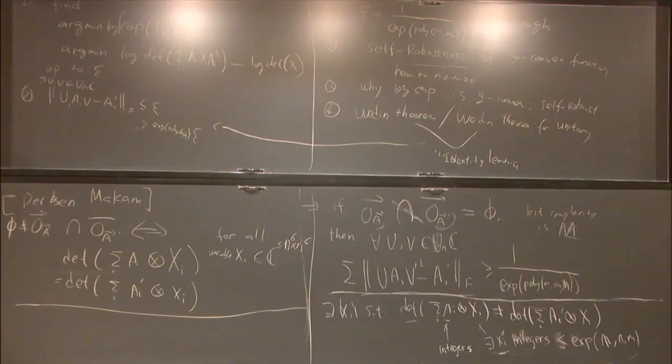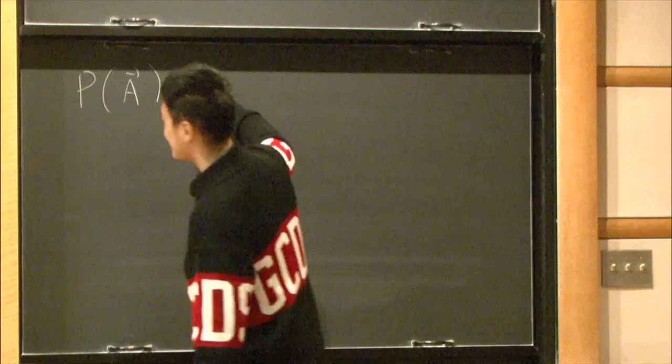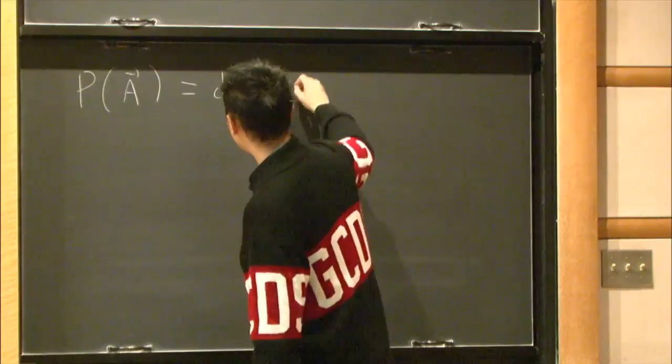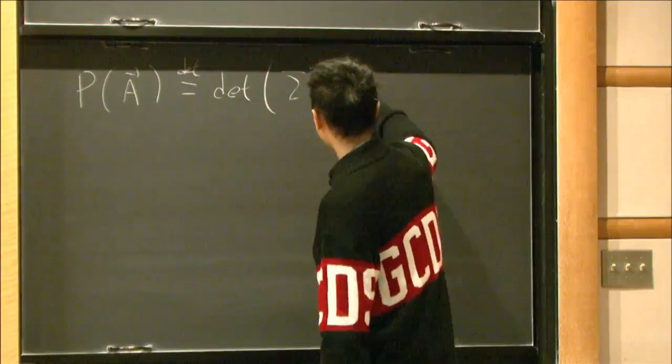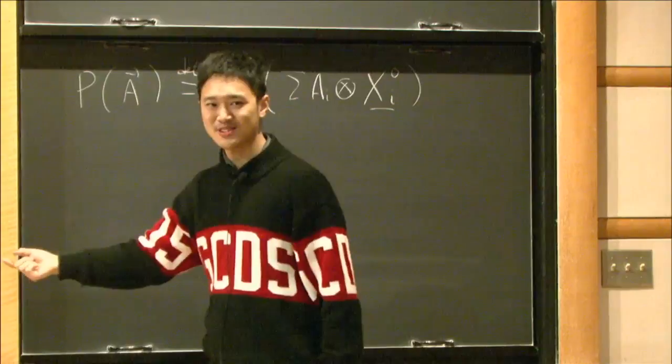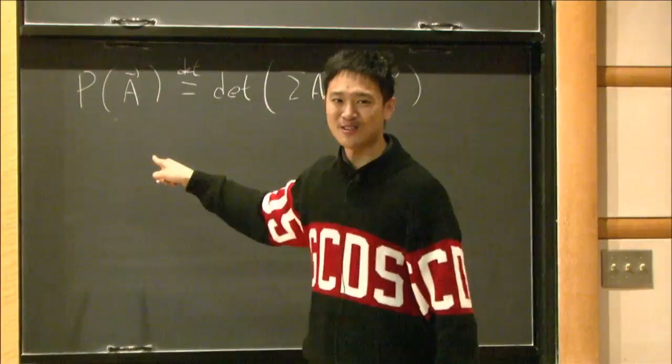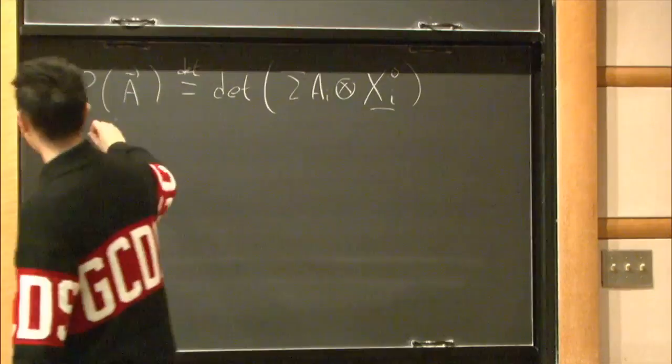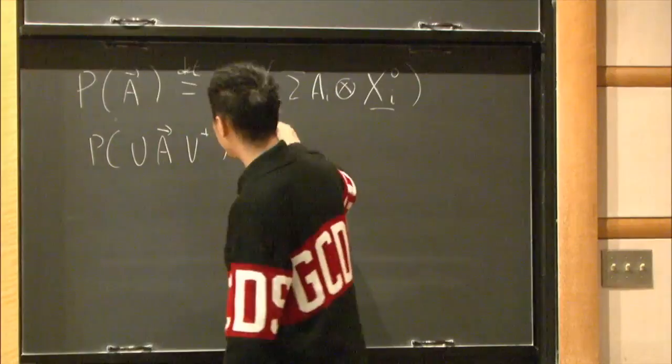And now we look at the polynomial. Let's define the polynomial of A as the determinant of the summation of A_i tensor X_i, where X_i is the integer matrix of witness. And what do we know? We know that this polynomial is invariant with respect to the unitary transformations, which means that P of U times A times V dagger is equal to P of A.